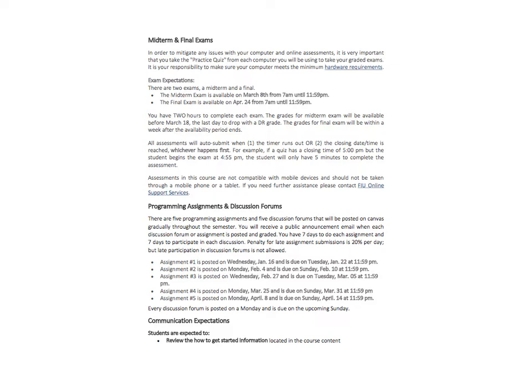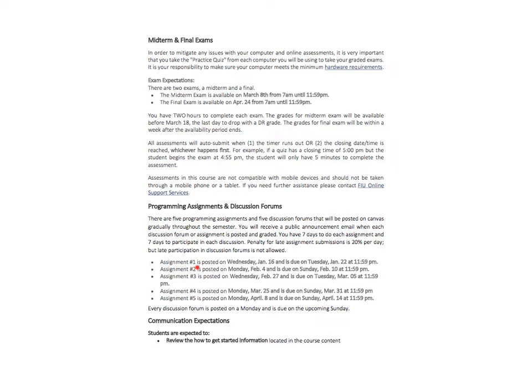The penalty for late submission in the assignments is 20% per day. So if you submit your solution 2 days late, you get 40% penalty. But there's no late participation in discussion forums. So if you miss the deadline for a discussion forum, you're not allowed to submit your answer or participate in the forum late. You can see the exact dates for each assignment.